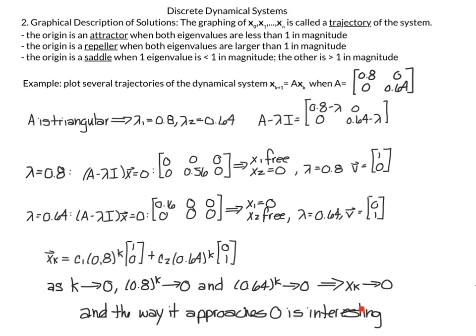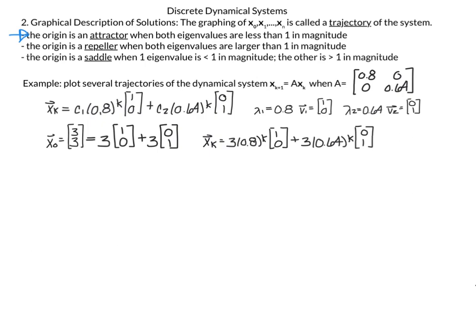Let's look at the way it approaches 0. We'll look at the graph. I have summarized what we found over here. We have our eigenvalue 0.8, eigenvector (1, 0), eigenvalue 0.64, eigenvector (0, 1). I've written a starting point, x naught equals (3, 3). In terms of my eigenvectors, that's easy: 3 times (1, 0) plus 3 times (0, 1). So x of k, if my starting point is (3, 3), is 3 times 0.8 to the k times (1, 0), plus 3 times 0.64 to the k times (0, 1).